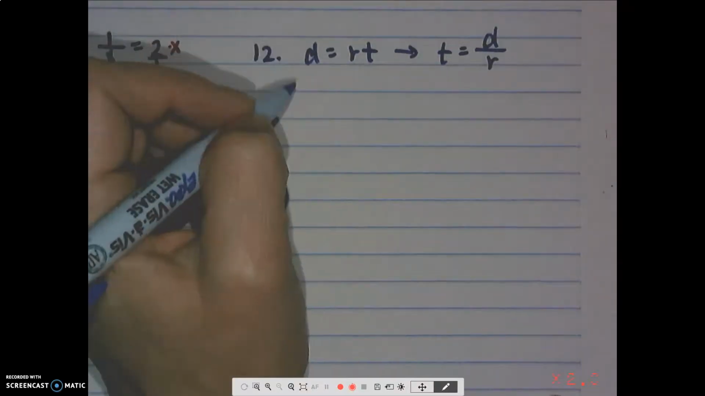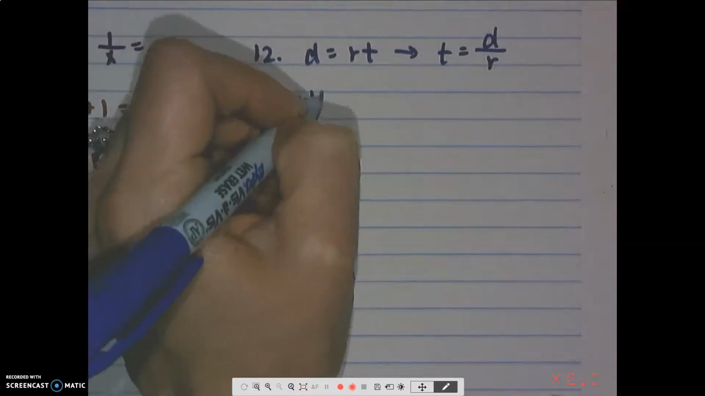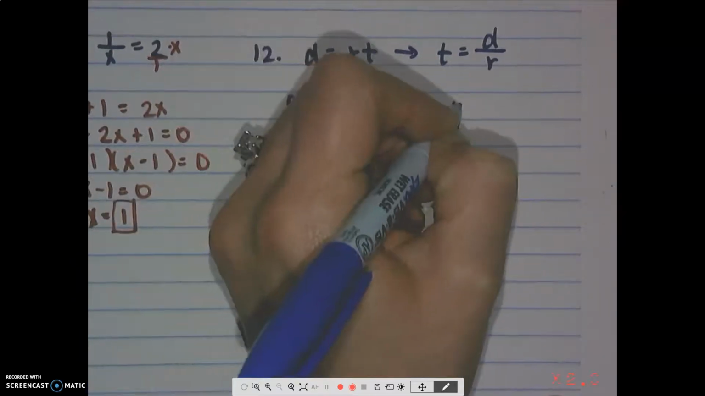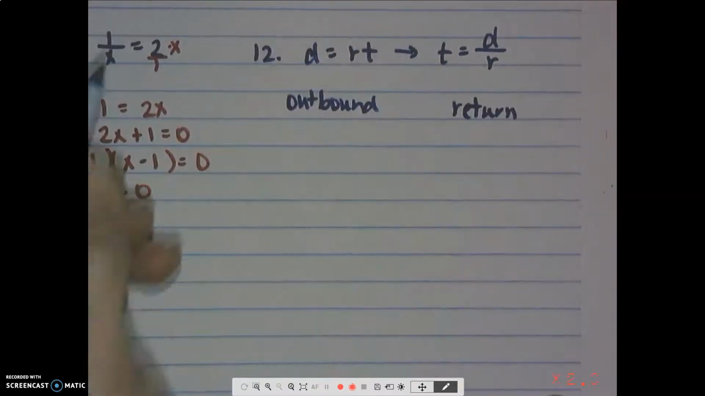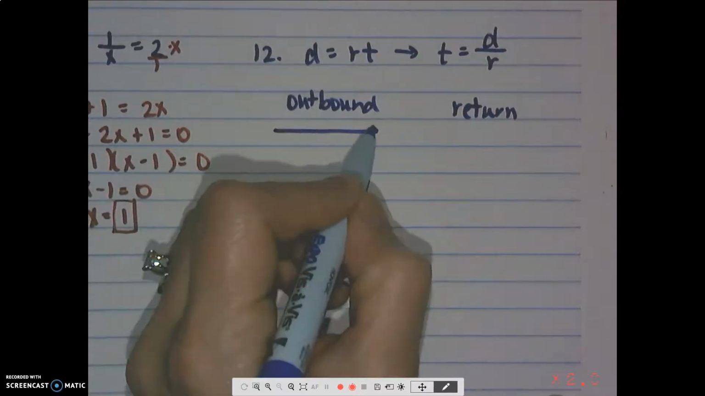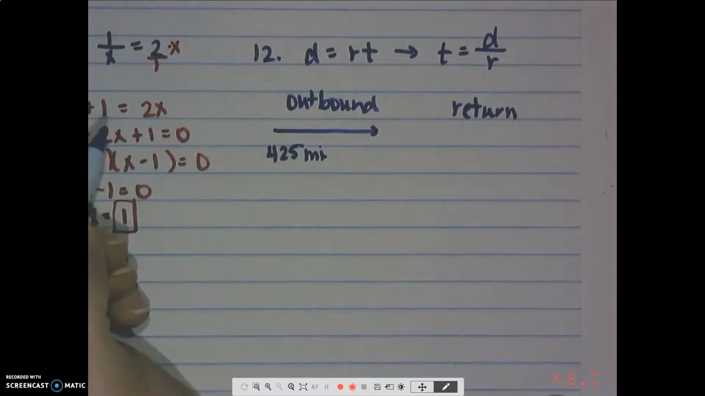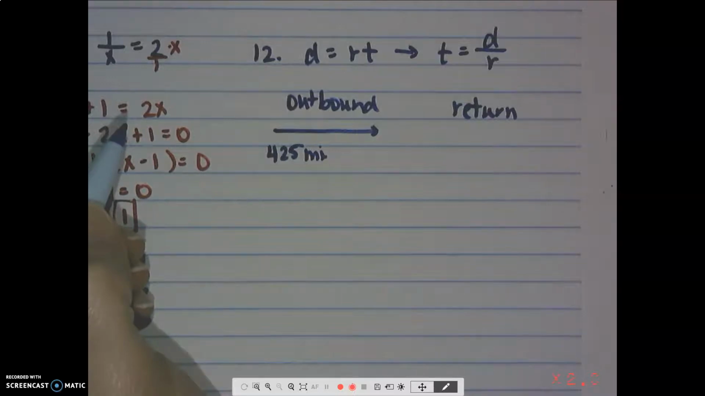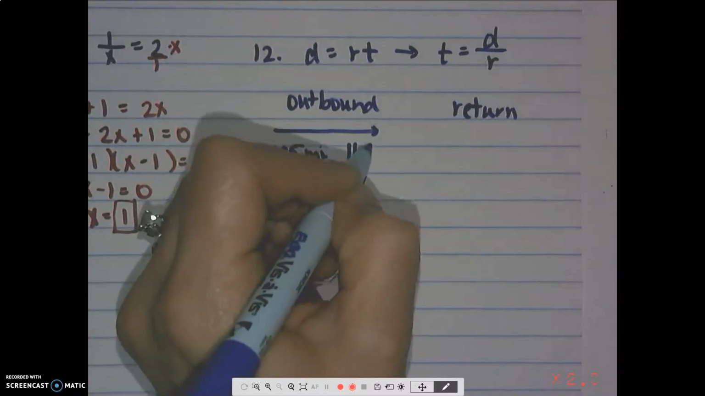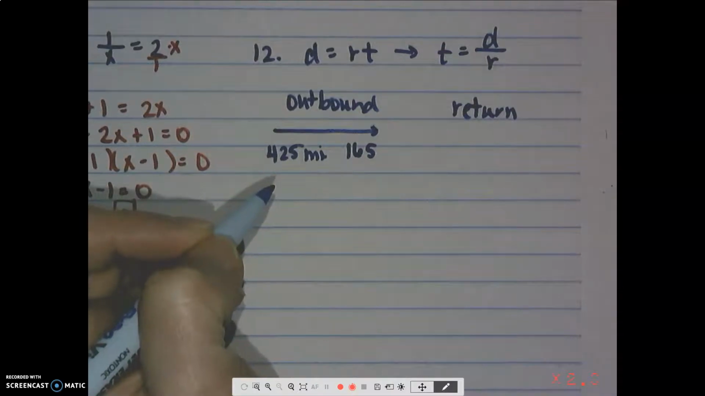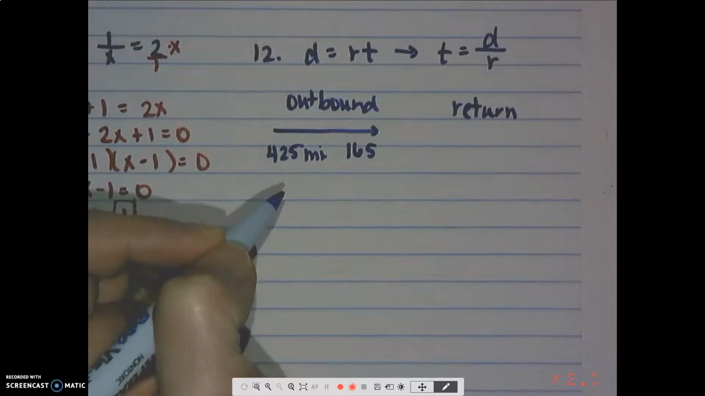Now, we have an outbound trip, and then we have an inbound or a return trip. Okay, on the outbound trip, we're going to travel 425 miles. Now, with that, it's saying that we're traveling with a normal airspeed of 165 miles per hour against a headwind. We don't know what that speed of the wind is. That's actually what they're asking us to find. But since we don't know what that is, it's going to be X.